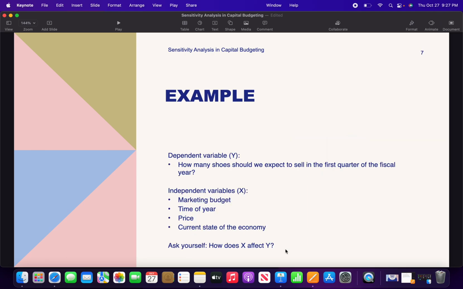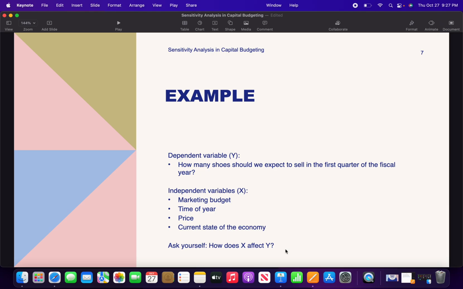So let's brainstorm an example. Let's say we're a shoe retailer. We want to know how many shoes we should expect to sell in the first quarter of the fiscal year. So this is going to be our dependent variable because it depends on the independent variables we're going to come up with next.